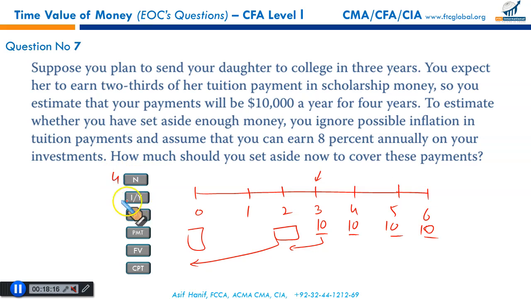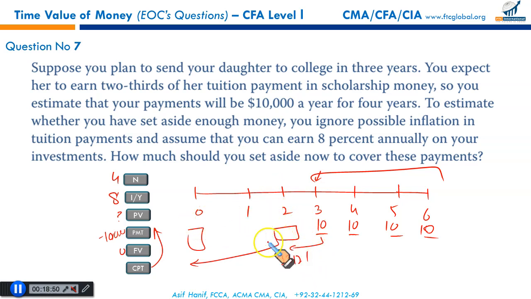N is 4, I/Y is 8. I'm doing this part first. Present value to be calculated, that will be calculated at the end of year 2. This is what we need. Every payment would be of $10,000. Future value 0. Compute. Please do that. You should get 33,121. Correct.